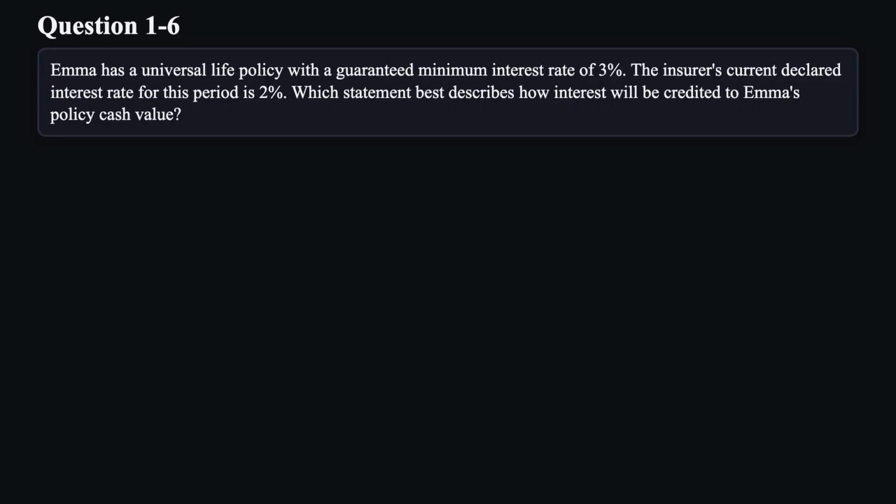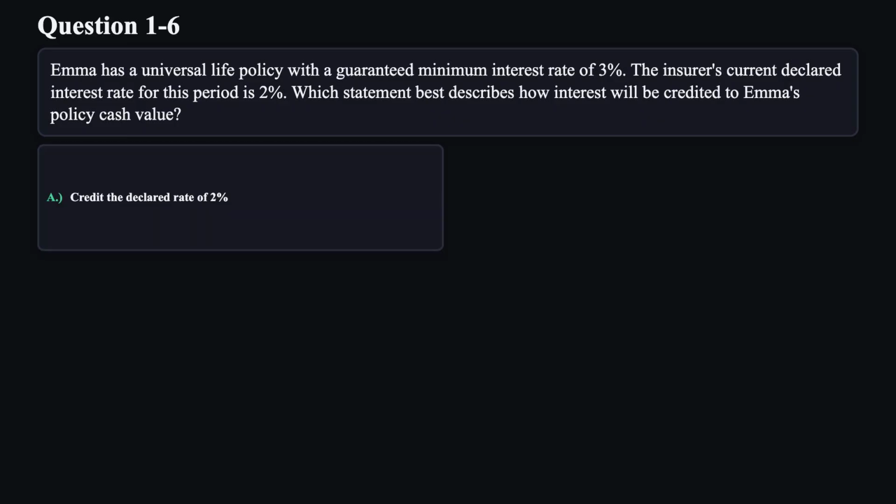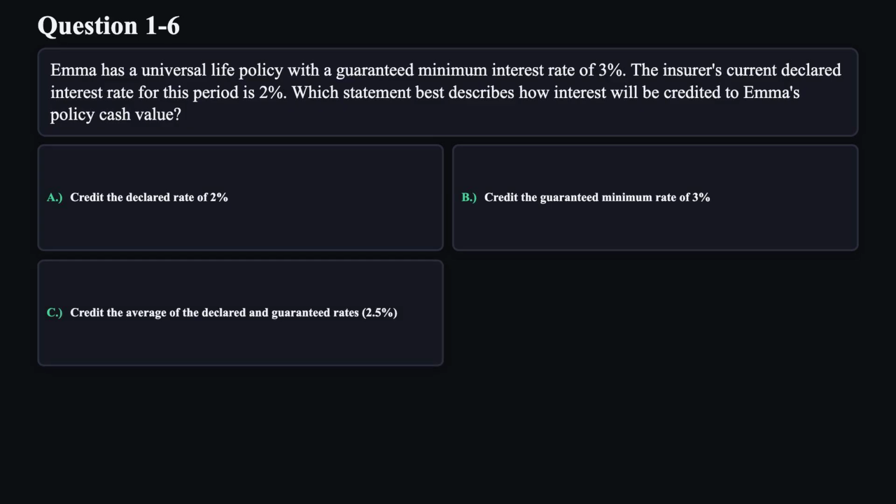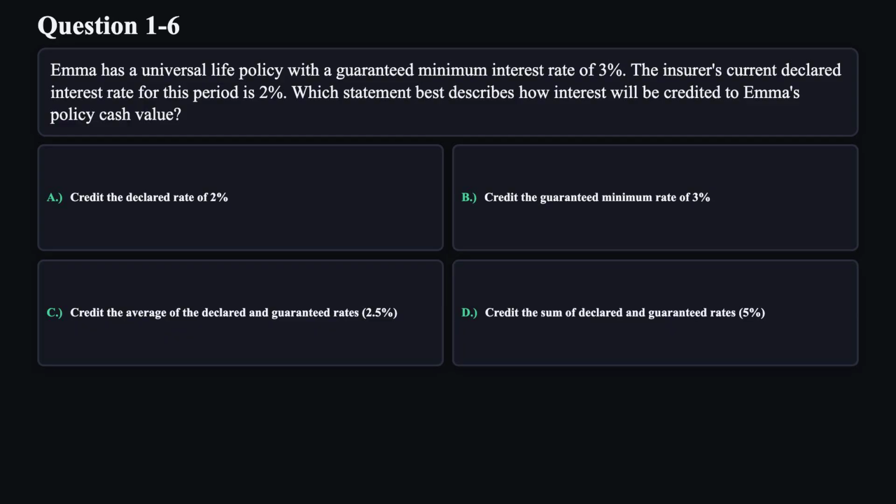Question 6. Emma has a universal life policy with a guaranteed minimum interest rate of 3%. The insurer's current declared interest rate for this period is 2%. Which statement best describes how interest will be credited to Emma's policy cash value? A. Credit the declared rate of 2%. B. Credit the guaranteed minimum rate of 3%. C. Credit the average of the declared and guaranteed rates, 2.5%. D. Credit the sum of declared and guaranteed rates, 5%.